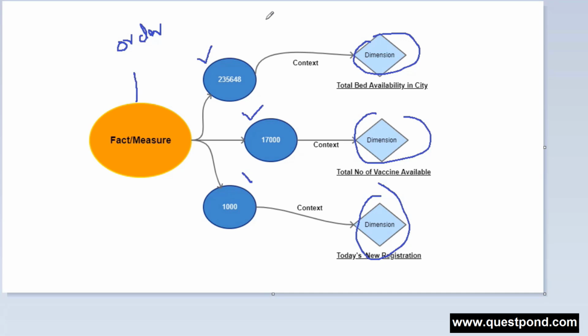A dimension table will be a customer table, where a customer is related to that dimension because that sales order has been placed by that customer. So any number, whatever you see in the table, definitely needs to have some kind of context. For example, this number is more related to the total bed availability in the city, and this number is more related to the new customer registration.